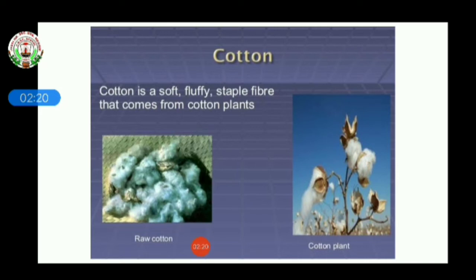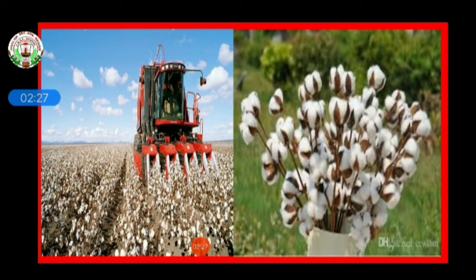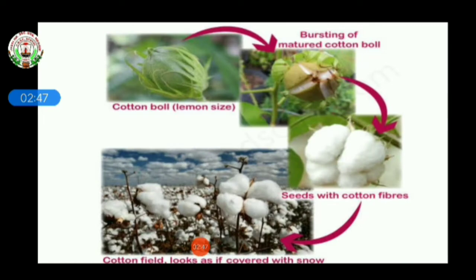Now, what is a cotton ball? See here. Let me show you what a cotton ball is. These are the cotton balls, in which all the fibers are present. This cotton ball contains seeds from where our cotton fibers are produced. You can see here, the cotton ball is lemon size. After maturing, the fibers burst out and we get our fibers, which are white, snowy in nature. Seeds of cotton fibers are afterwards removed when the plants are harvested.